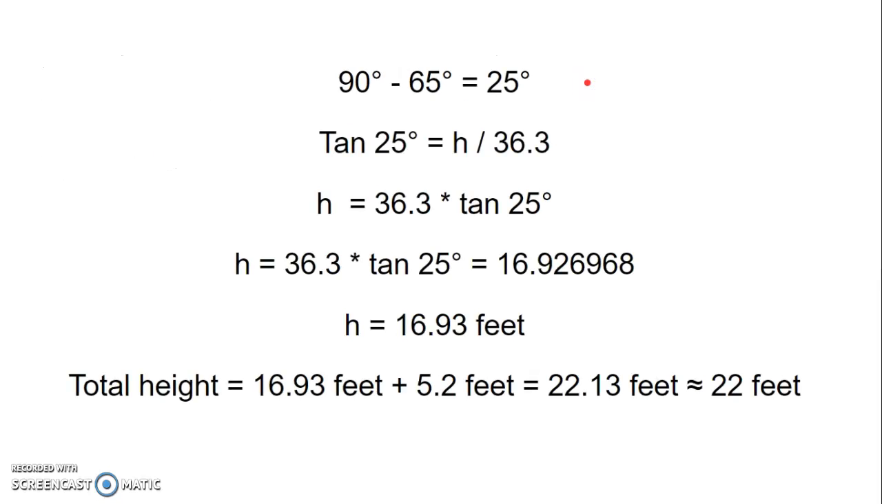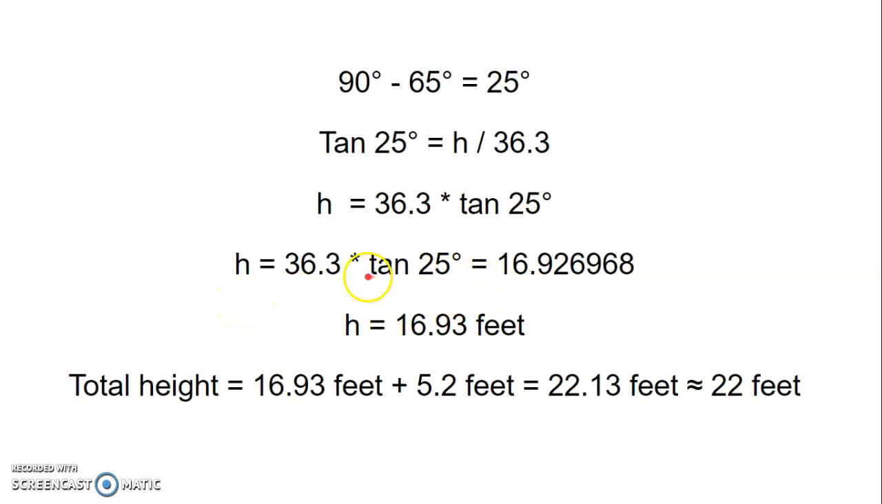Okay, so now we're going to take 65 degrees and subtract that from 90, which equals 25 degrees. So we're going to plug it into our tan equation, which is tan 25 degrees equals our unknown height divided by 36.3 feet. Since we're trying to find the unknown height, we set up our equation like this: H equals 36.3 times tan 25 degrees.